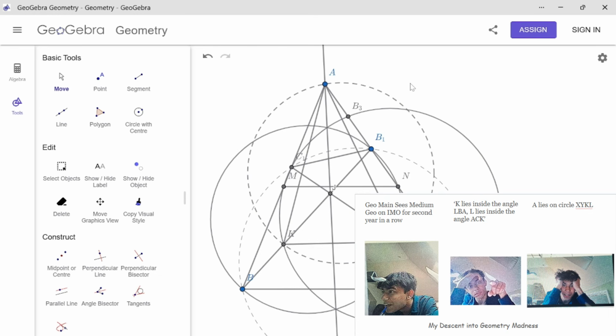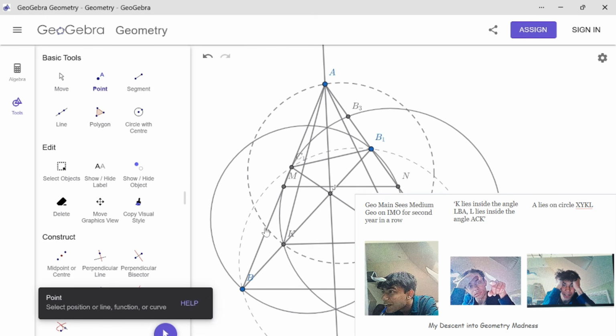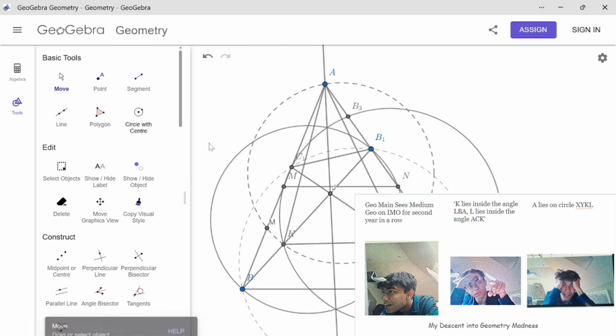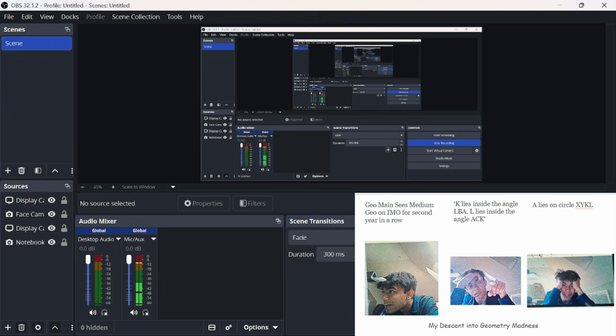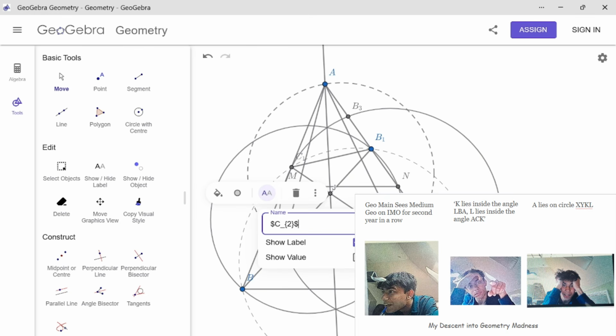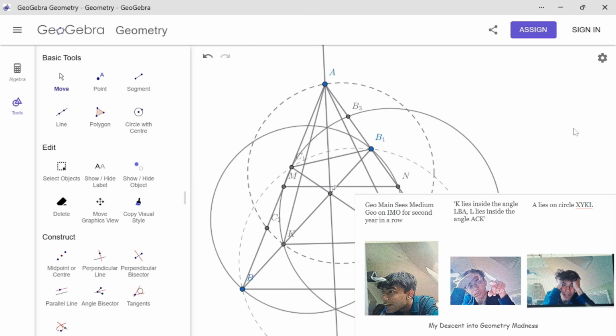Okay, okay, when calculating the power of B, we use C2. Oh, how much time is left? Okay, we still got like 18 minutes. Fine.